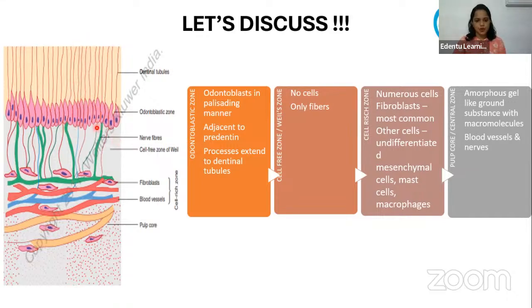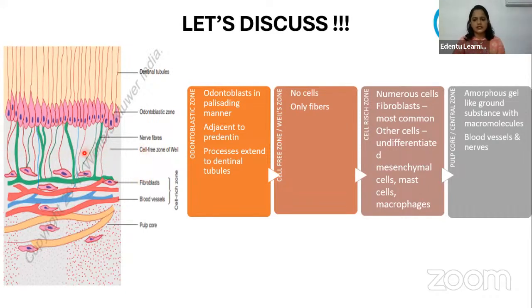Now, just below this odontoblastic zone, we have the cell-free zone. The cell-free zone is also called the zone of Weil. Remember the name, Weil's zone. In this zone, like the name suggests, you will not see any cells, only the nerve fibers and other collagen fibers. Only fibers will be seen in this zone.